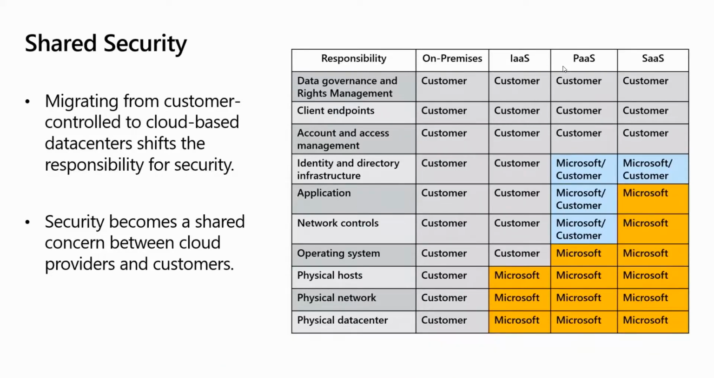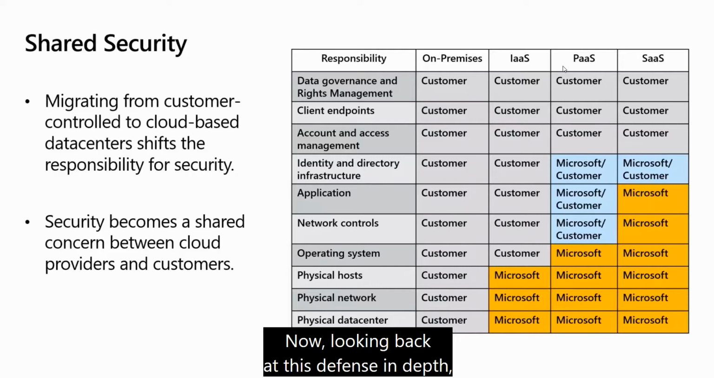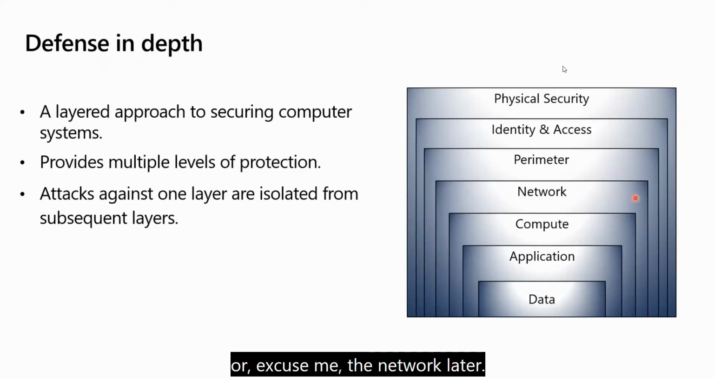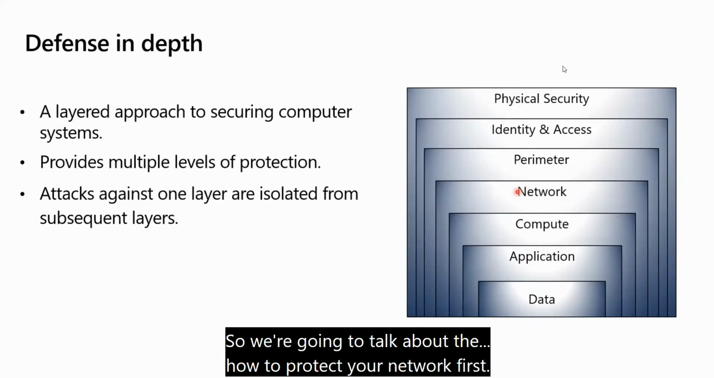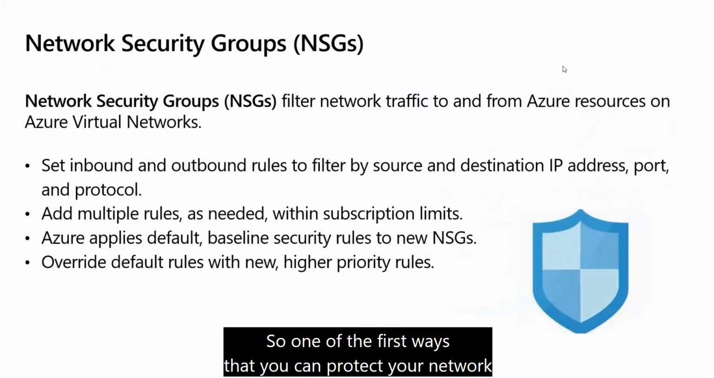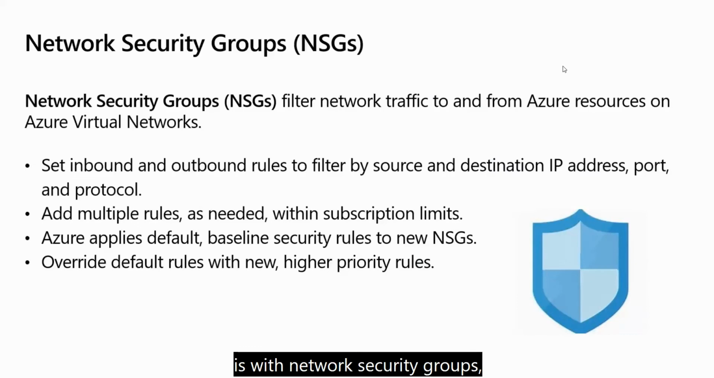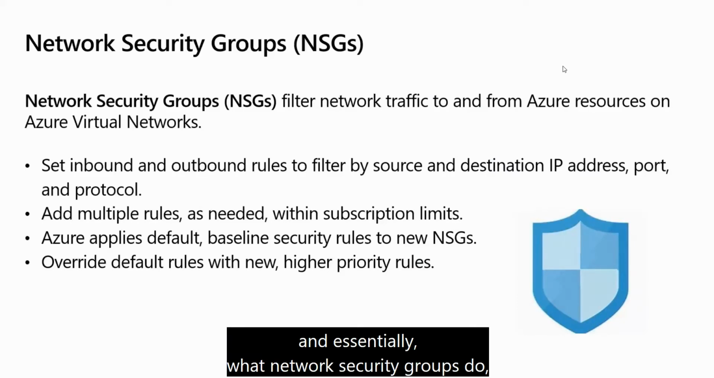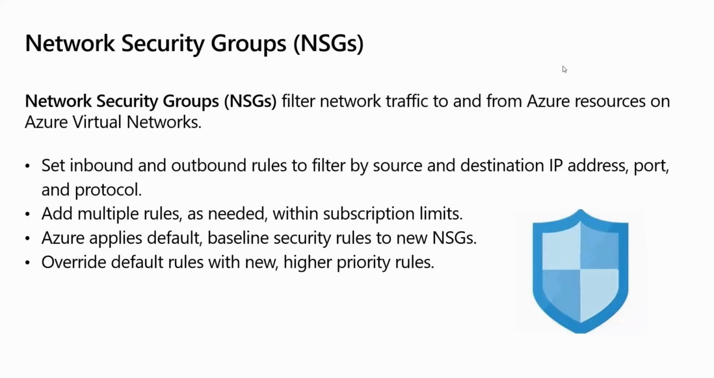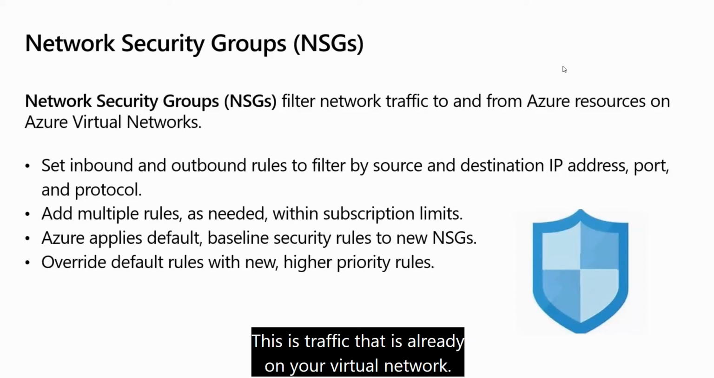Now, looking back at this defense in depth, I'm going to focus first on the perimeter layer. Or excuse me, the network layer. So we're going to talk about how to protect your network first. One of the first ways that you can protect your network is with network security groups. Essentially, what network security groups do is allow you to filter traffic to and from your Azure resources on your virtual networks. And that's the key thing here. This is traffic that is already on your virtual network.